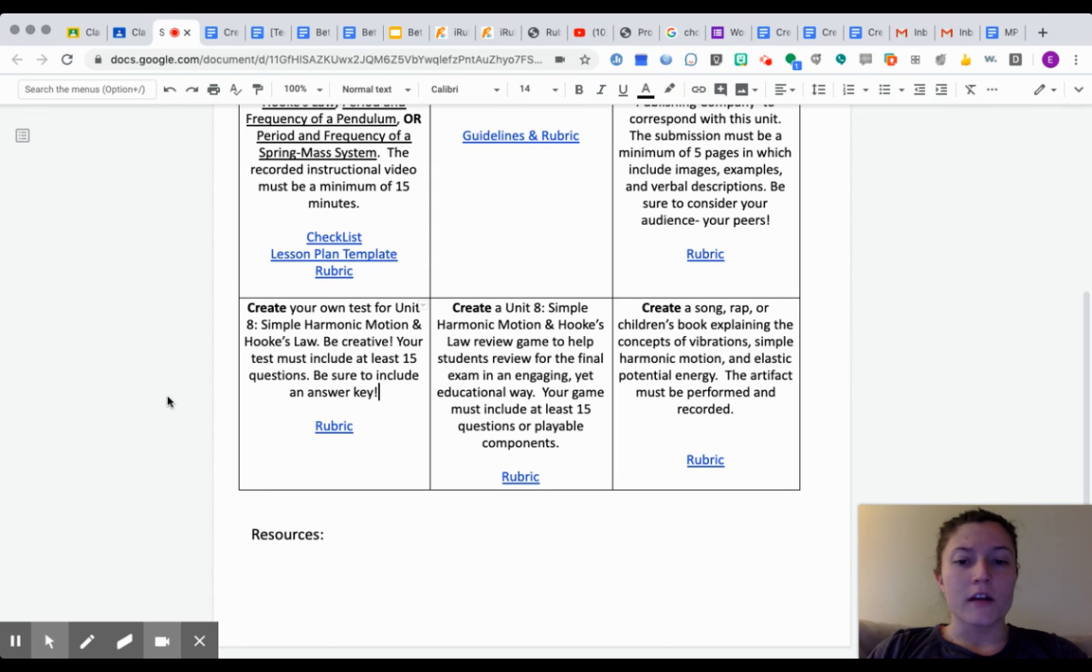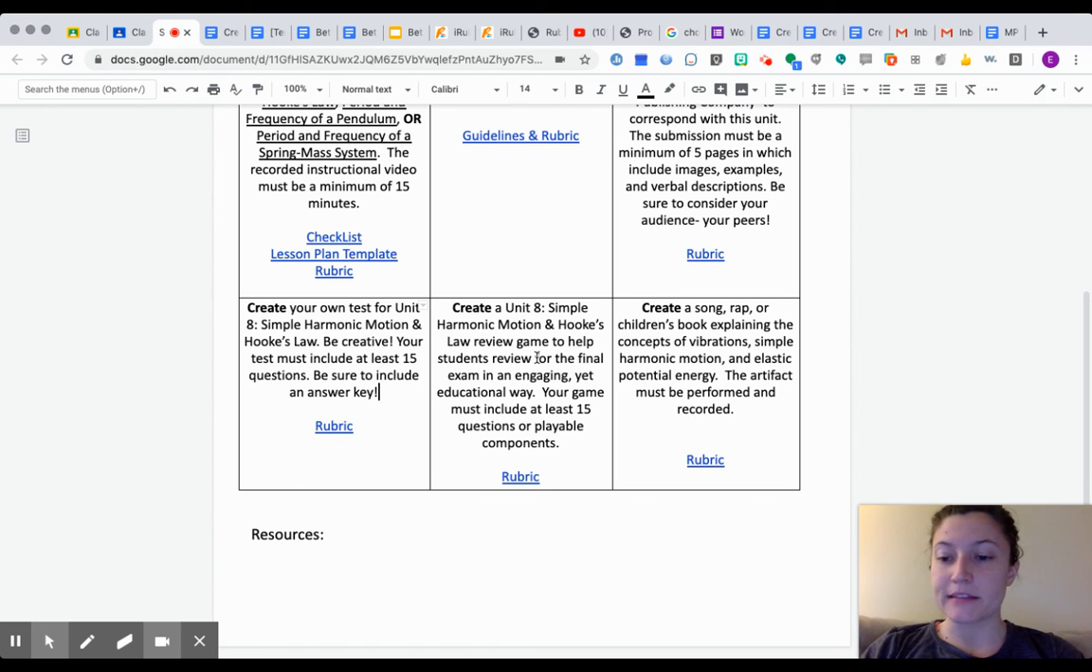Option 4 is to create a review game to help students review for the final in an engaging yet educational way. Okay, again, consider your audience, right? You guys will be playing this game. Your game must include at least 15 questions or playable components. Okay, there's also a rubric attached there. The type of game is up to you. Okay, it shouldn't be Treasure Island because we already have played that for this unit.